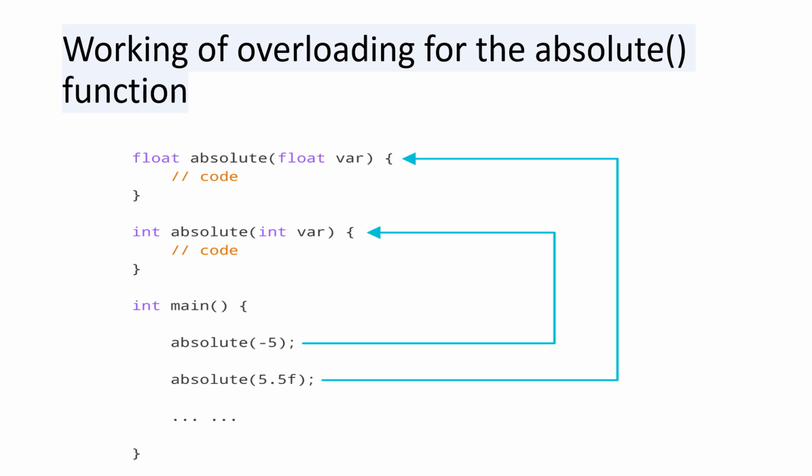So one simple explanation of this float absolute float var. So what will be that? This is then the working of overloading for the absolute function. So what is going on: -5 it takes for the integer, and this is taken for the float. That is, whatever float value is given goes to the float function, and the integer value is given to the integer function.